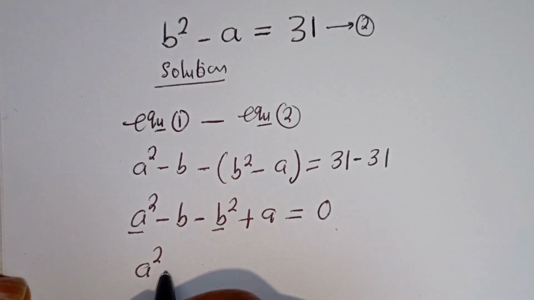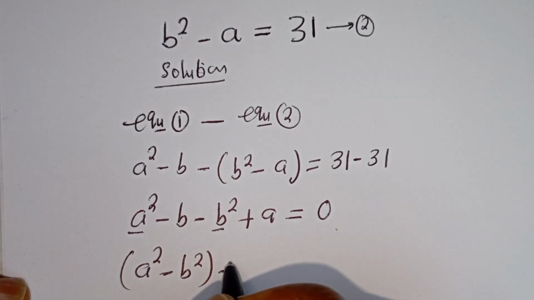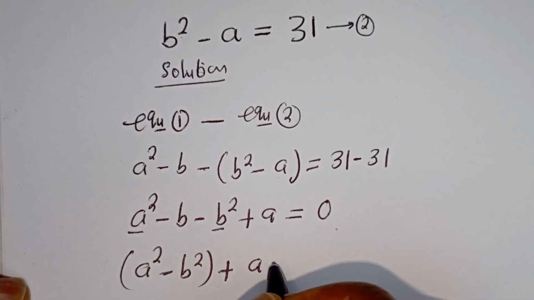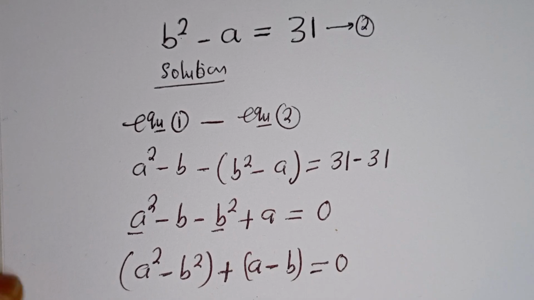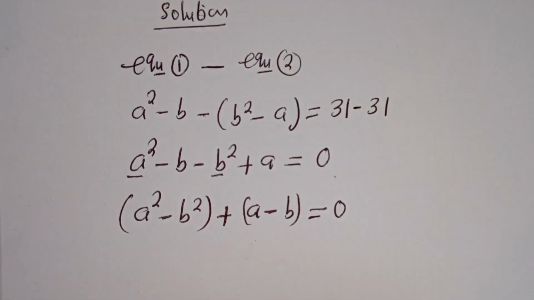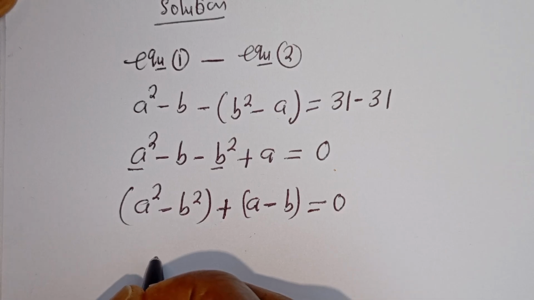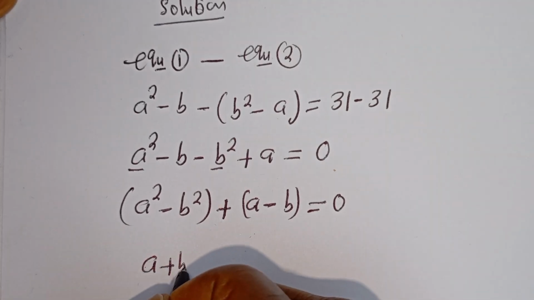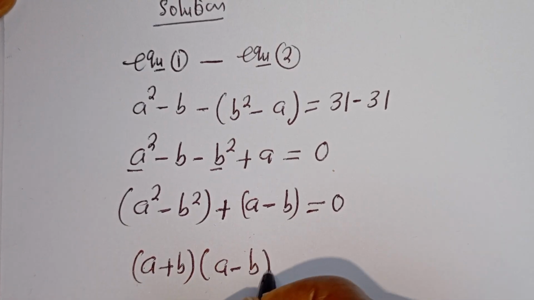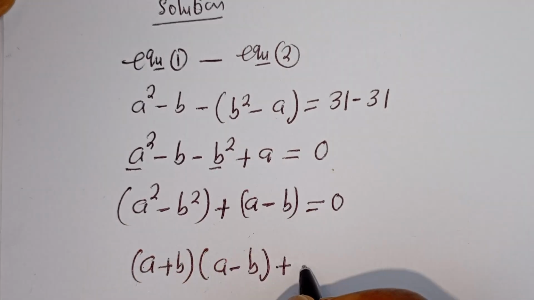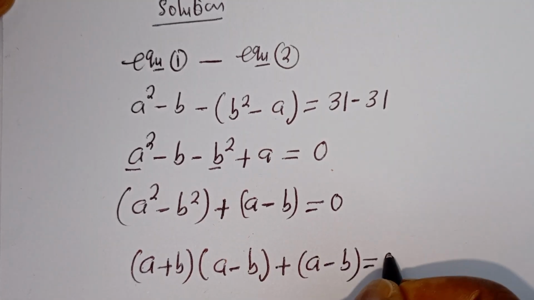Then here we have, let's compare this with this. A squared minus b squared, then plus a minus this b is equal to 0. A squared minus b squared, this is in the form of difference of two squares. That is a plus b bracket a minus b plus a minus b is equal to 0.